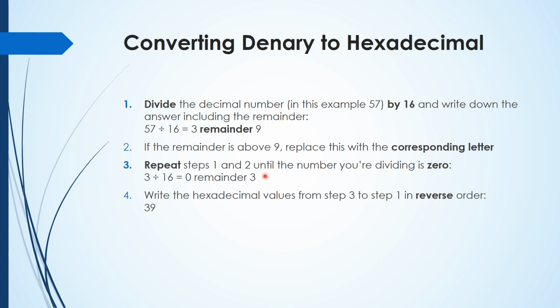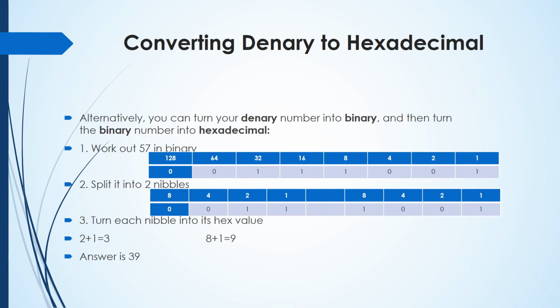Write the hexadecimal values from step 3 to step 1 in reverse order. Okay, 3 and 9 were the remainders. So 39 is the hex value for converting denary to hexa.